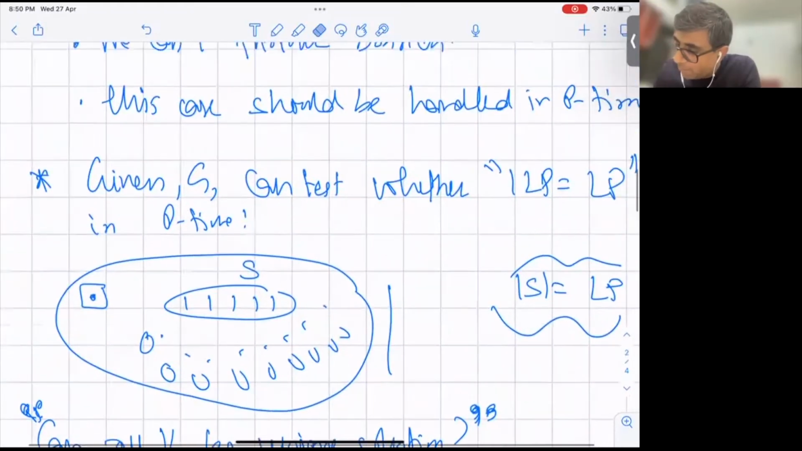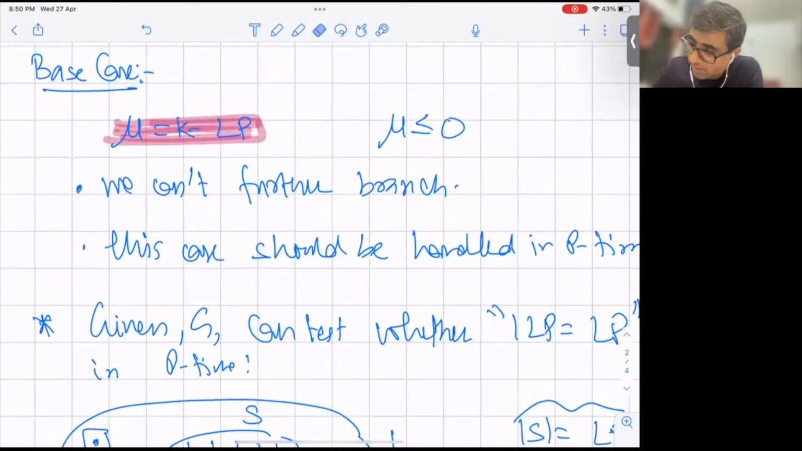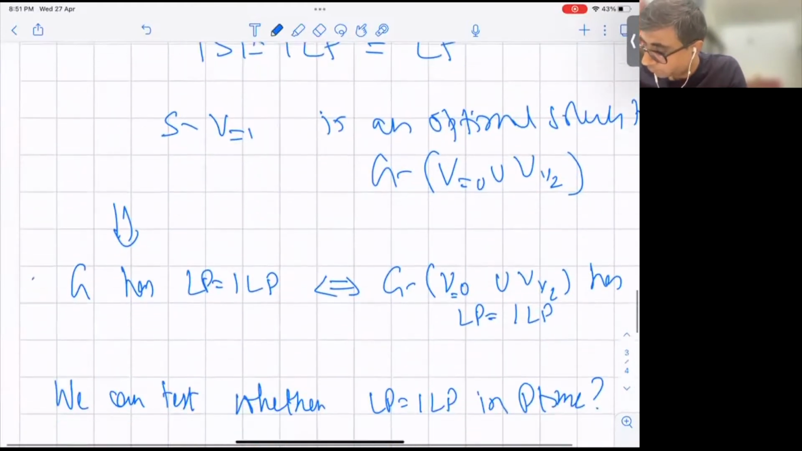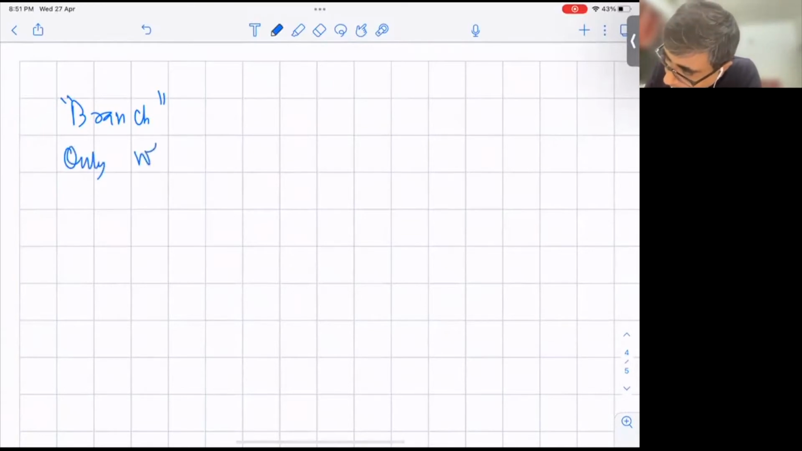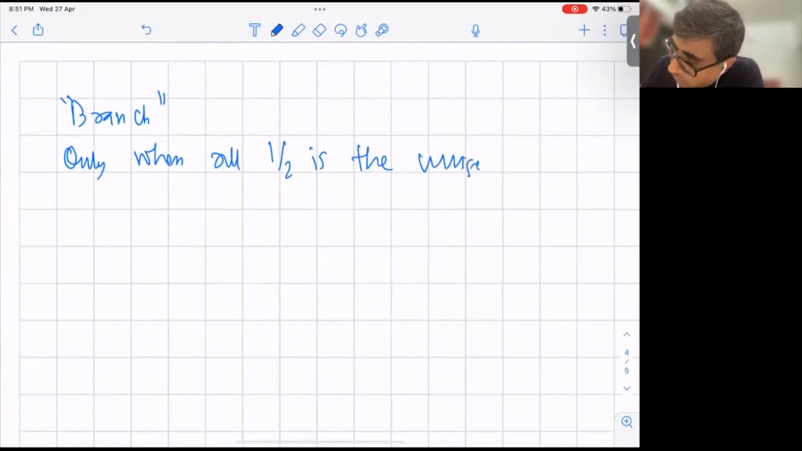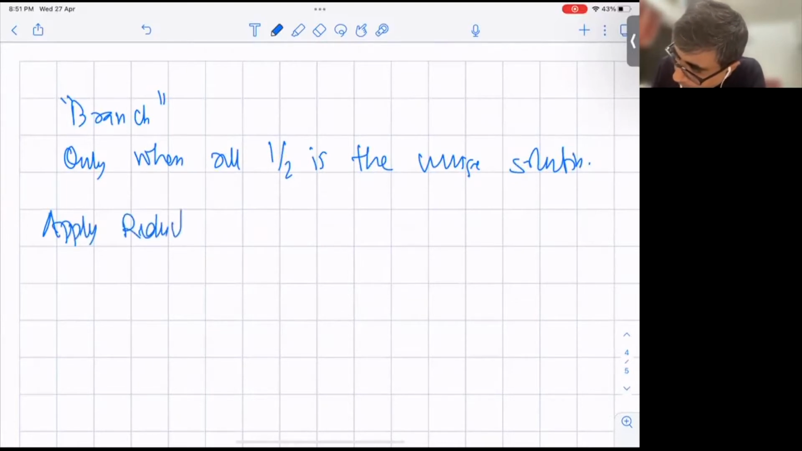Okay. Basically, I have not told you yet that there are some base cases. Here, base cases: if mu is less than or equal to 0, I want to solve that in poly time. Before I even branch, I branch only when all half is a unique solution. Else, I apply the reduction rule.